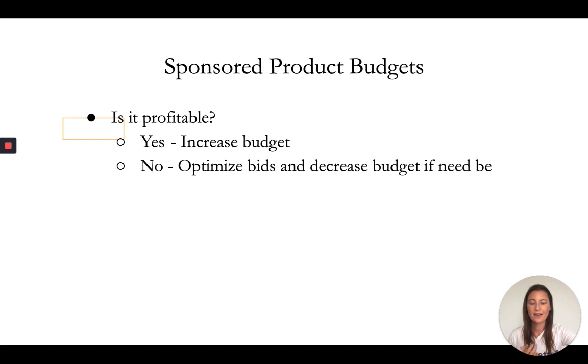And yeah, the last big thing: sponsored product budgets. I get that question a lot. How do we adjust budgets? The biggest thing is, is your campaign profitable? If yes, increase budget. If it's not profitable, optimize bids and decrease budget if need be. Now, it takes budget to collect data, so if you set a $1 budget, you're not going to collect a lot of data. But these are the biggest things we look at, and that's all I have.